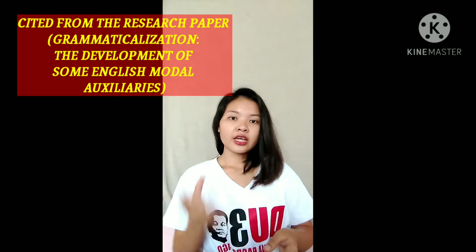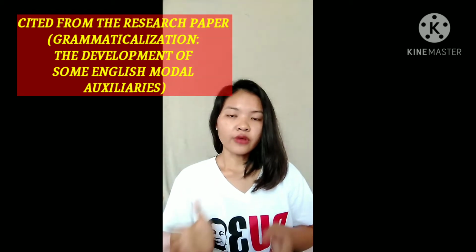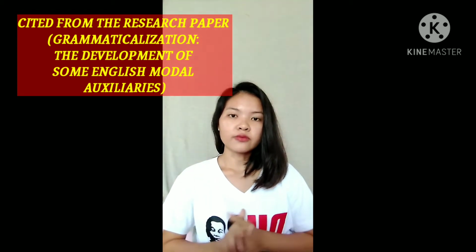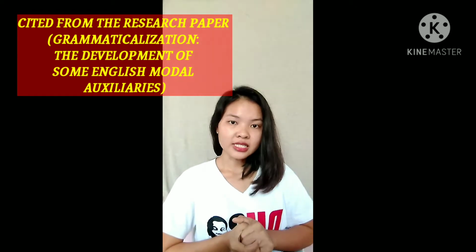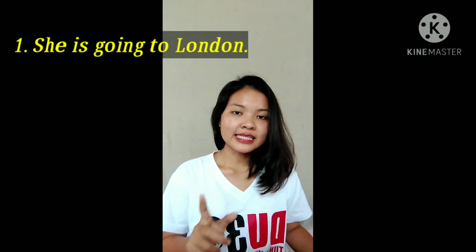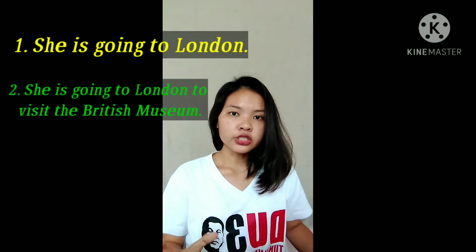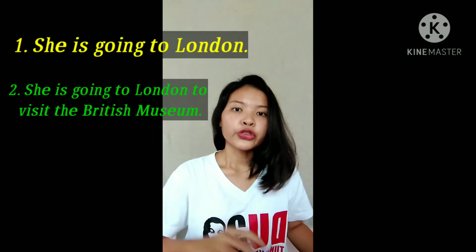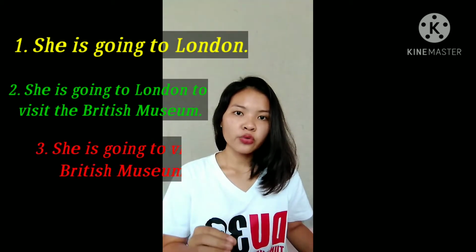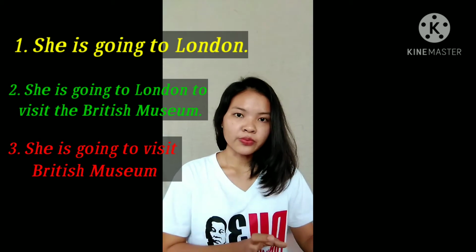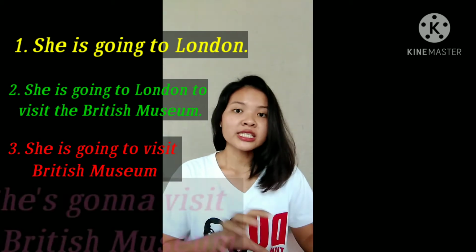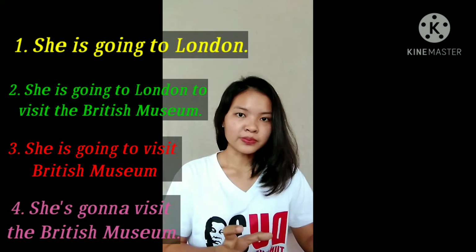To clearly understand what grammaticalizing really means, consider these following examples. By the way, this is cited from the research paper entitled Grammaticalization: The Development of Some English Modal Auxiliaries. First example, she is going to London. Second example, she is going to London to visit the British Museum. Third example, she is going to visit the British Museum. And the fourth example, she's gonna visit the British Museum.